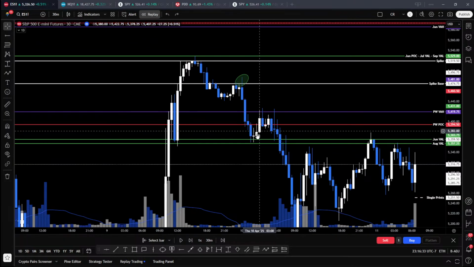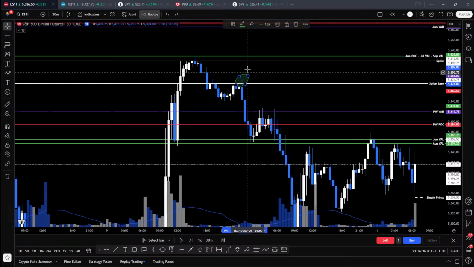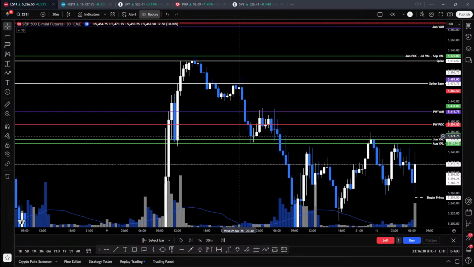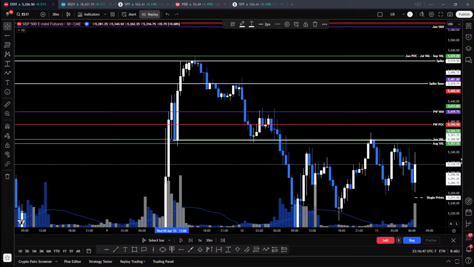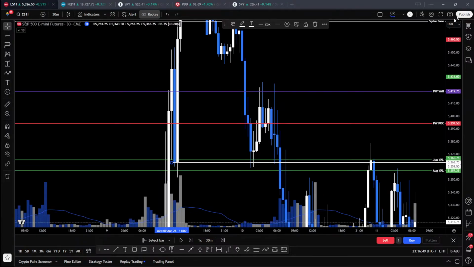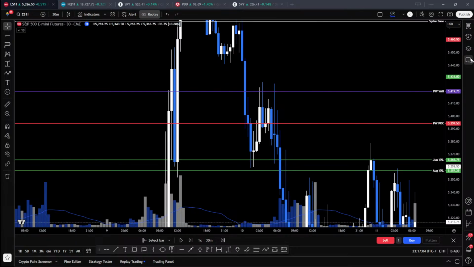And actually, if I was trading this, if I took this short, this would be where I would be looking to close. Basically the June value area low. But I'm also just kind of looking at the bodies of these candles. So if I didn't have the June value area low here, I would be closing it right at the body of those two candles. But since I do have the June value area low, that would be my target if I was taking that trade.